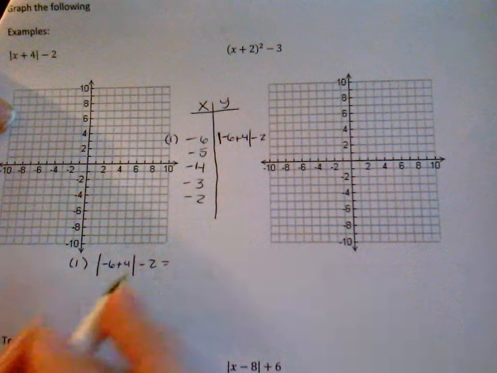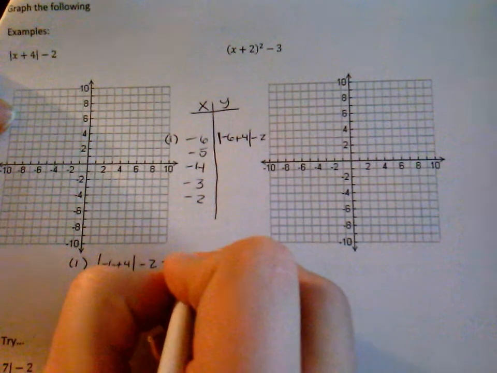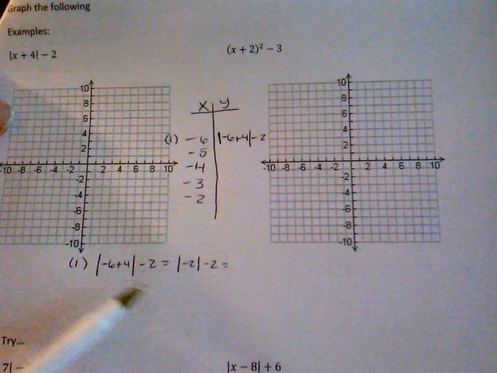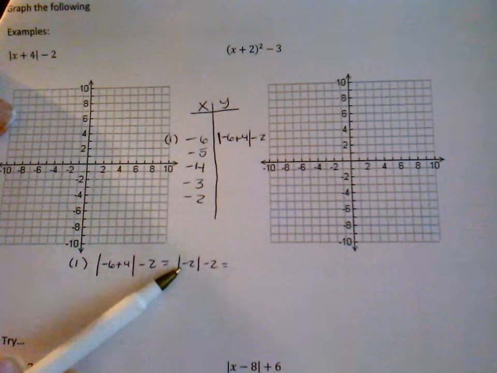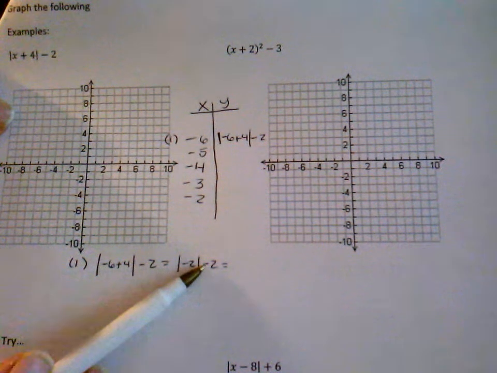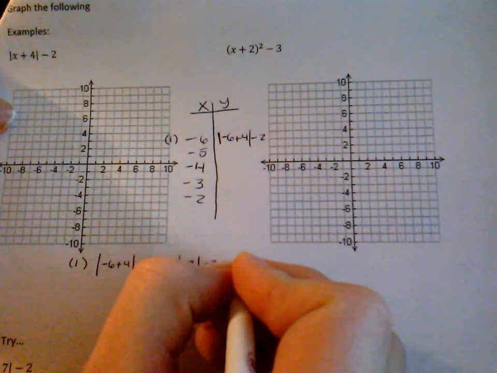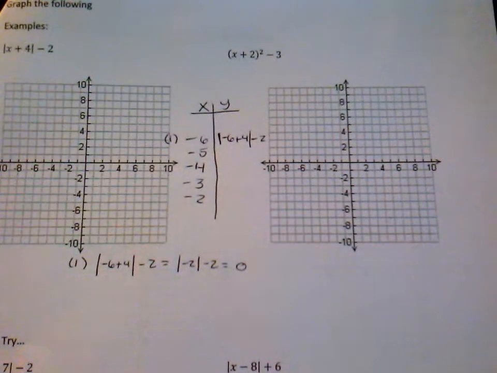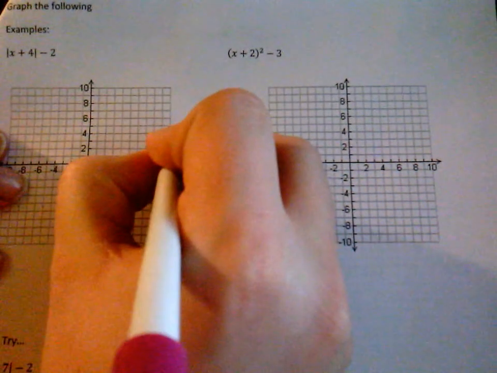The absolute value of negative 2 then, negative 2 minus 2. So what this is saying is, whatever number's inside of here, make it positive. So negative 2 becomes a positive 2. So positive 2 minus 2 becomes 0. Okay? So then I'm going to put a little 2 here.